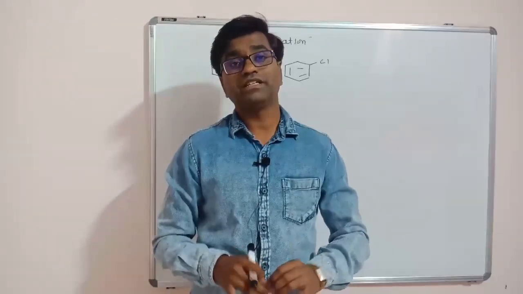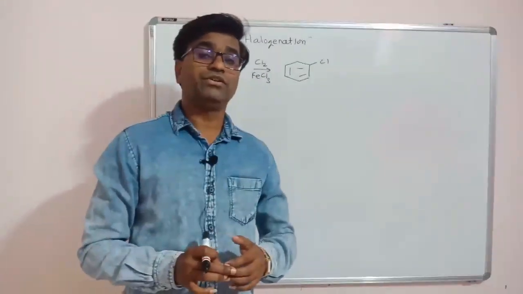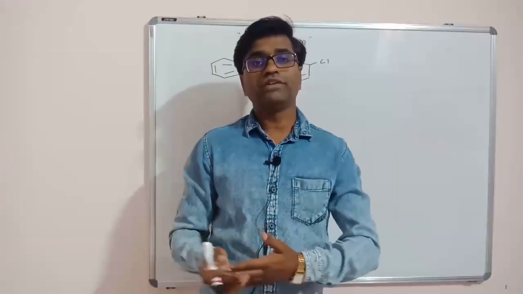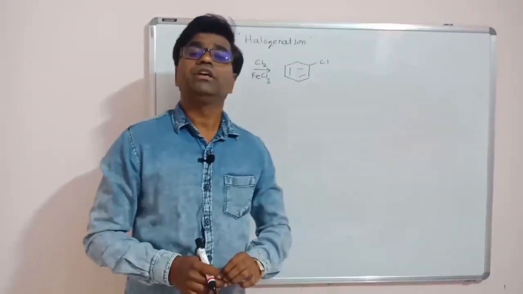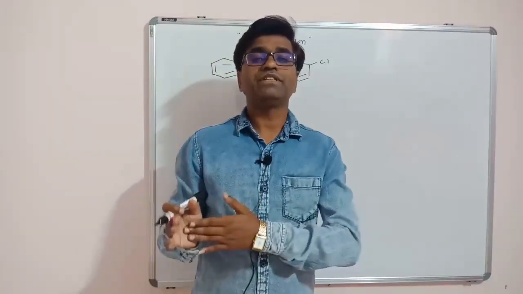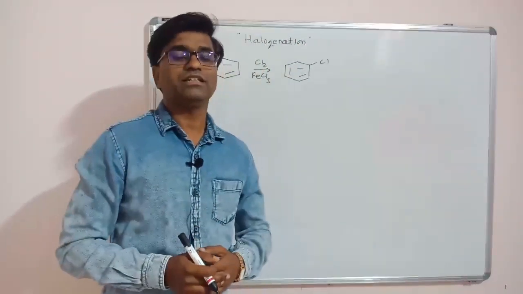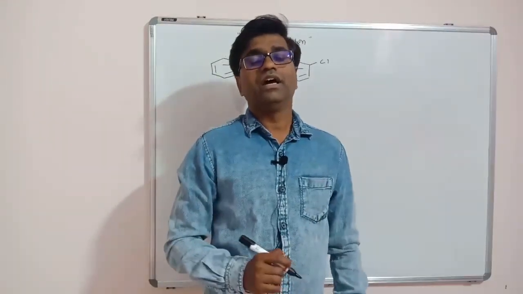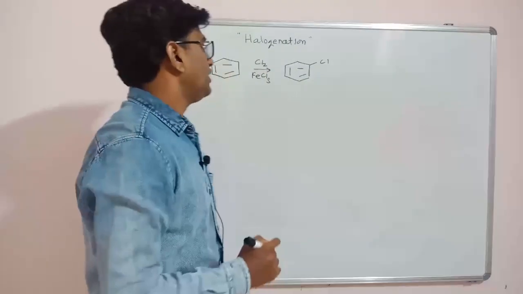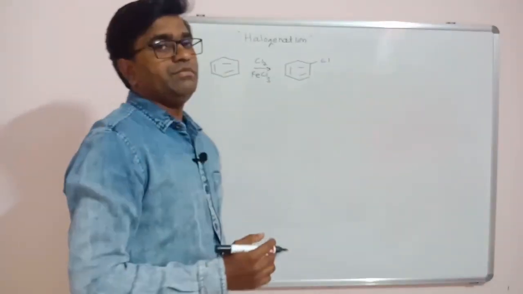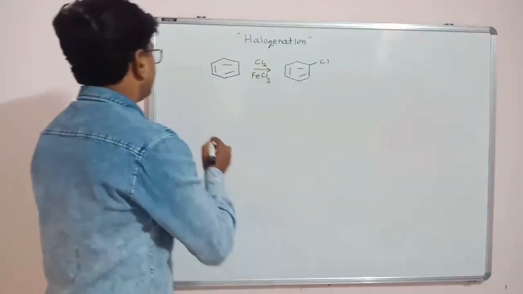The role of FeCl3 is to polarize the Cl2 molecule. So one atom will be electron deficient while the second atom will be electron rich. The effect of FeCl3, which acts as a catalyst, is to polarize the halogen molecule. Now this mechanism is a three-step mechanism. The first step is polarization.